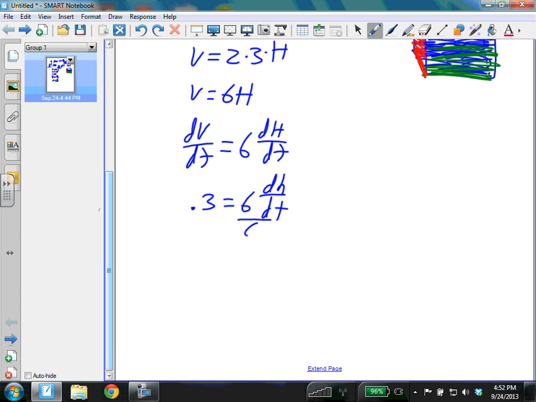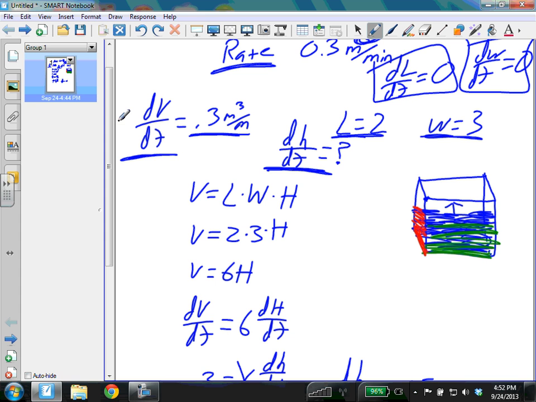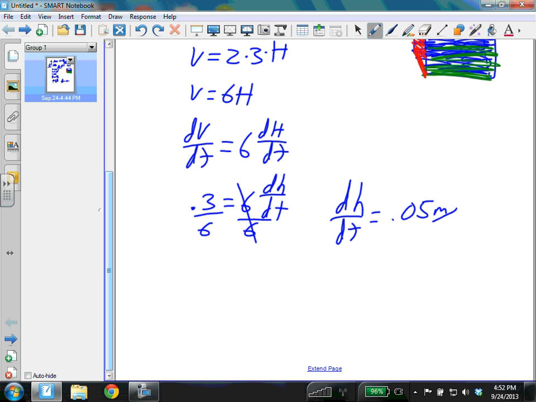And now to get dh/dt by itself, we only need to divide by 6 on both sides. So if you take 0.3 and divide it by 6, you will get that the change in height with respect to time is 0.05. And our units here are important, okay? We were doing meters, so there's meters per minute was our measurement for time. So the water level is rising at 0.05 meters per minute.